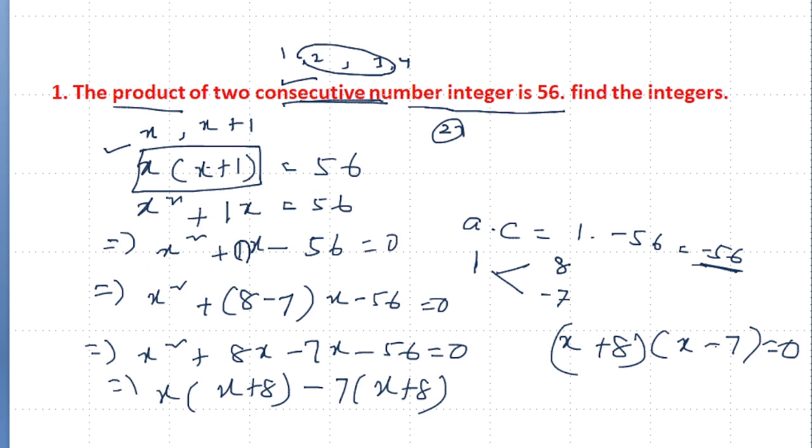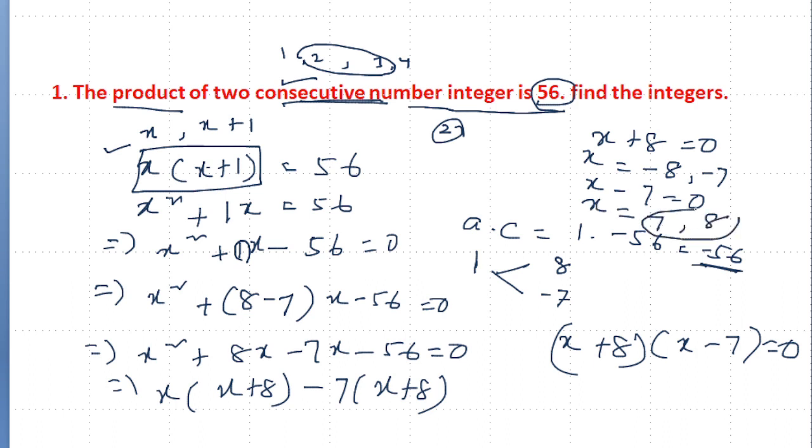Now the product of two factors is 0, so either x plus 8 equals 0 or x minus 7 equals 0. If x plus 8 equals 0, then x equals minus 8. Then the consecutive numbers are minus 8 and minus 7, whose product is 56. And if x minus 7 equals 0, then x equals 7, which gives 7 and 8, whose product is again 56. So these two will be your answers: minus 8 and minus 7, and 7 and 8. You can write either pair of numbers. This is the way you will solve it.